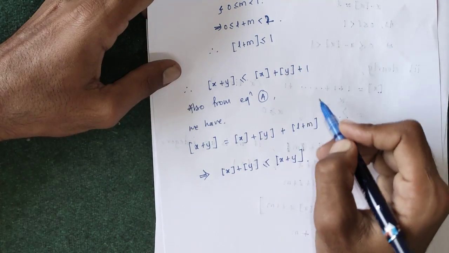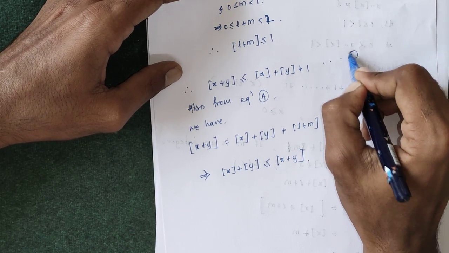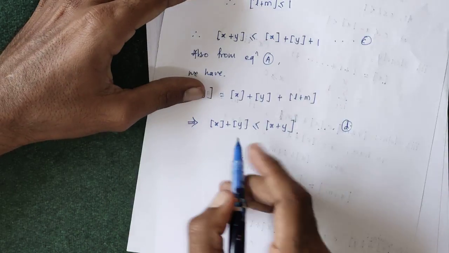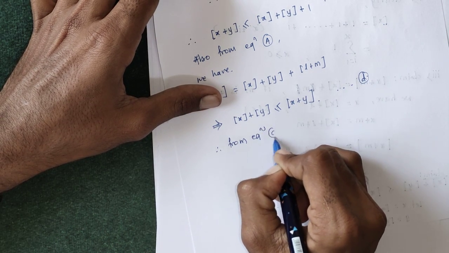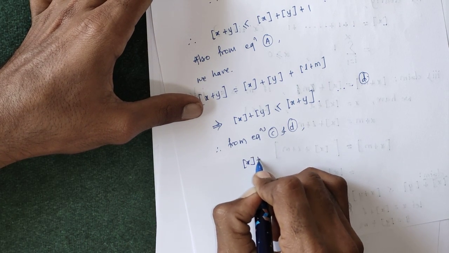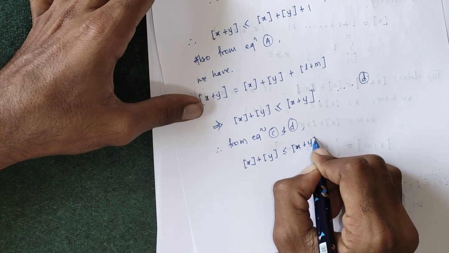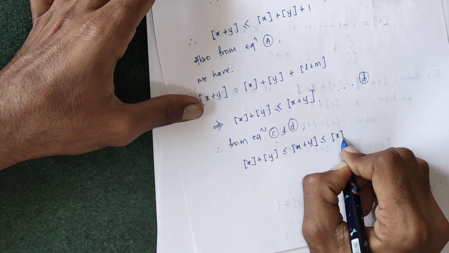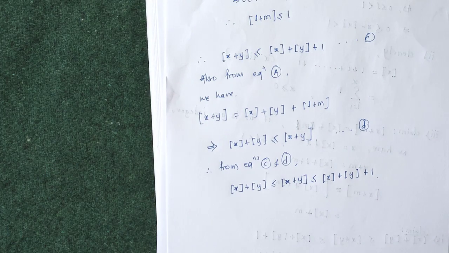So, from these equations, suppose A, B, C and D, from equations C and D we can write that the integral part of x plus the integral part of y is less than or equal to the integral part of x plus y, which is less than or equal to the integral part of x plus the integral part of y plus 1. Hence, the fourth property is proved. The remaining three properties we will see in our next lecture.